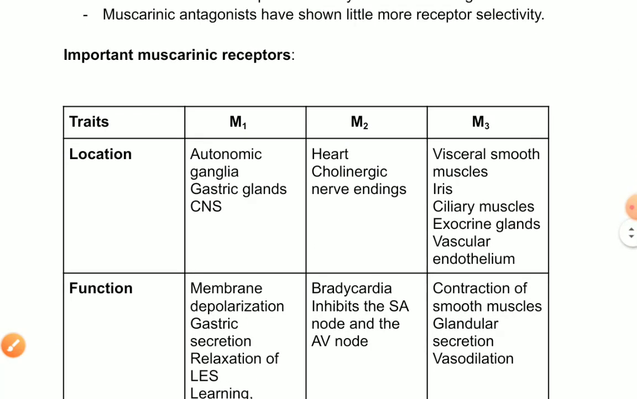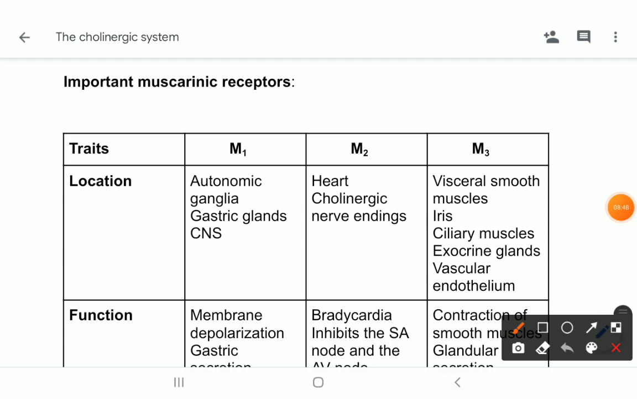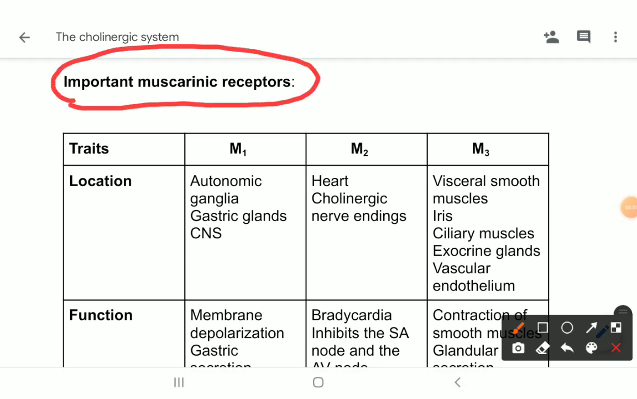Now let's look at the important muscarinic receptors, M1, M2 and M3. Now let's look at the location. M1 is mainly present in autonomic ganglia, gastric glands and central nervous system. M2 receptors are located mainly in the heart, and sometimes in the cholinergic nerve endings. And M3 receptors are mainly located at visceral smooth muscles, iris, ciliary muscles of eye, exocrine glands and vascular endothelium.